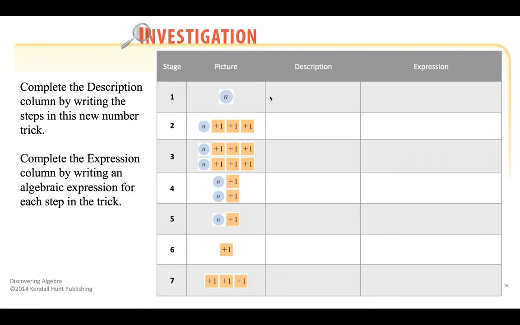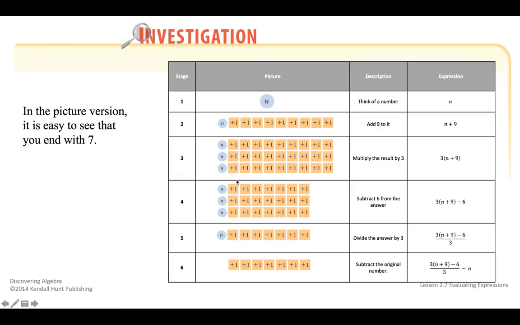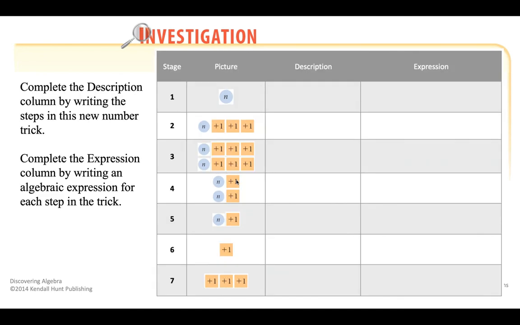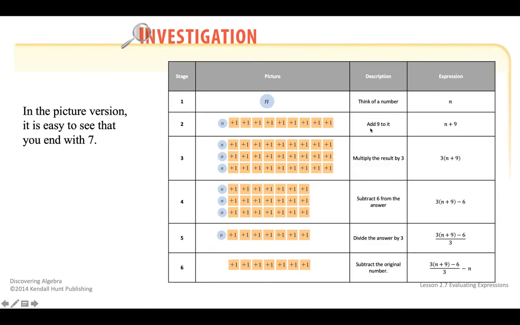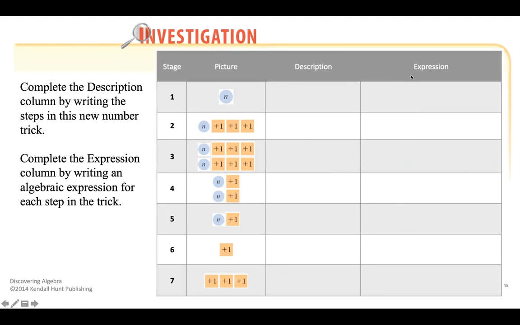Okay. So you are now going to do a few different problems, but you've got this picture, which is similar to what was happening here. You've got this picture, and you need to come up with the description. So this one here is going to say, pick a number, right? And your expression is going to be n. And then you're going to build off of that. So you're going to write that verbal description, like what's happening here, and then the algebraic expression in here.